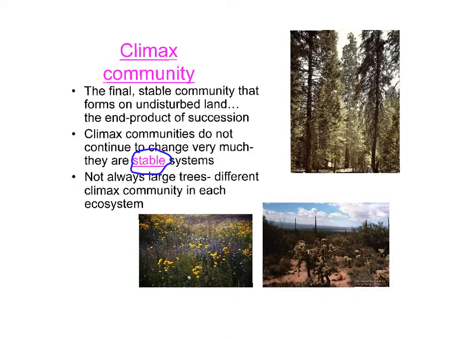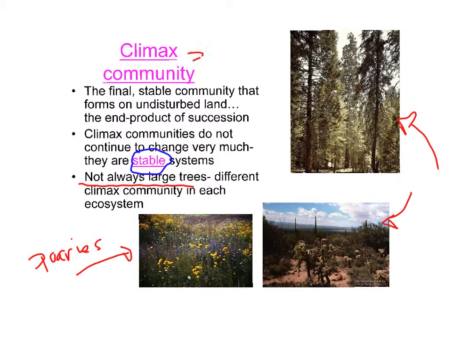And so it's a very stable ecosystem. But climax communities are not always large trees. It can be different depending on the ecosystem. So if we're in the American Midwest, we might have a prairie climax community, seasonal grasses. We could have a desert climax community with saguaro and prickly pear cactuses. This is more of a lodgepole pine climax community you might find in some mountains in the American Southwest. So this is really dependent on your local climate.